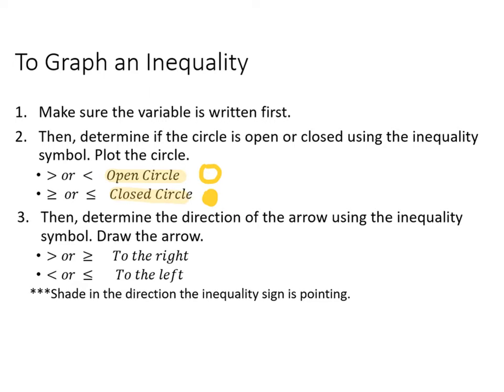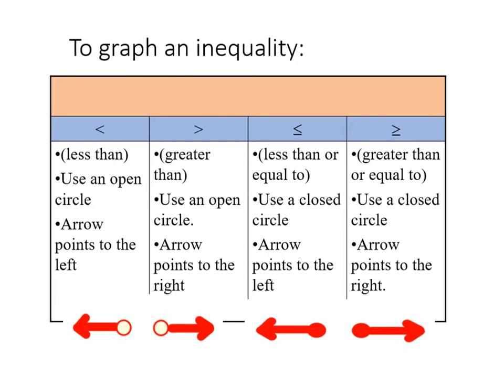Now you're going to determine the direction of the arrow using the inequality symbol. So if the inequality symbol is pointed to the right, like in a greater than or equal to, our arrow will go to the right. If the inequality symbol is a less than or equal to, it's going to point to the left. This slide summarizes what you would do for each symbol. As long as your variable is written on the left-hand side, you can use this grid as a guide, which is on your note sheet.